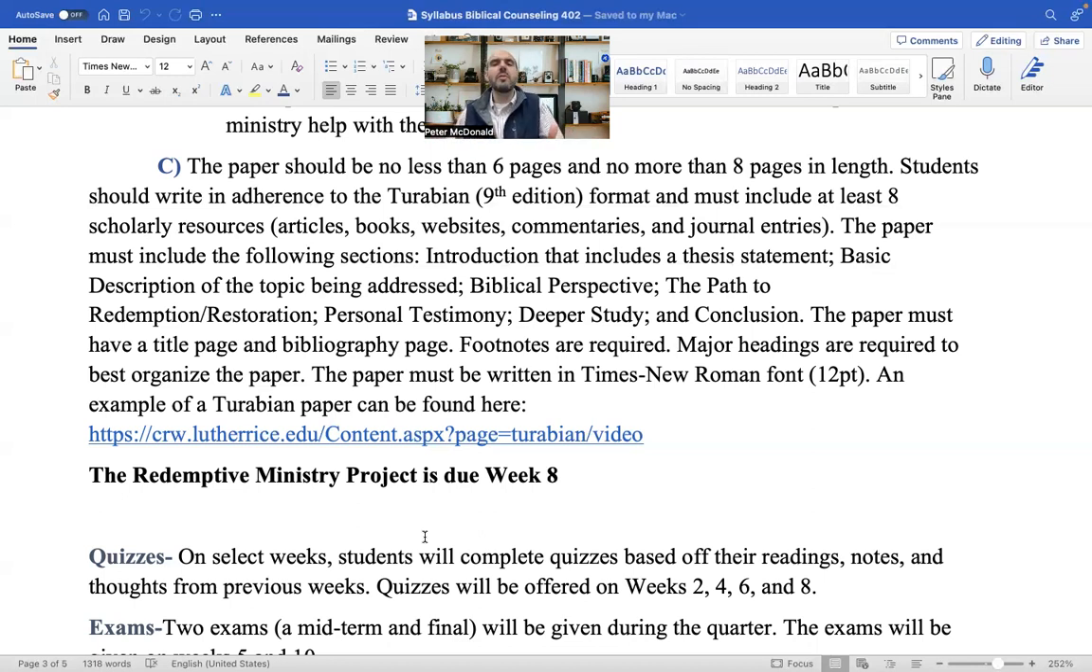Why are they such great resources? Because they have scholarly input and study. Okay, journal entries are also great too. Tons of free resources online there as well.